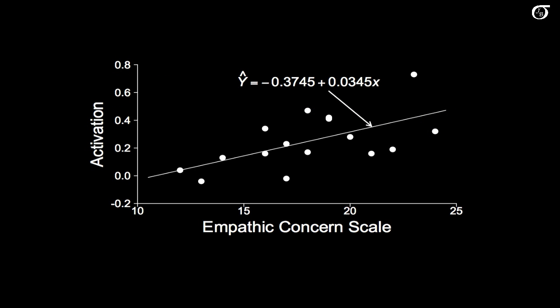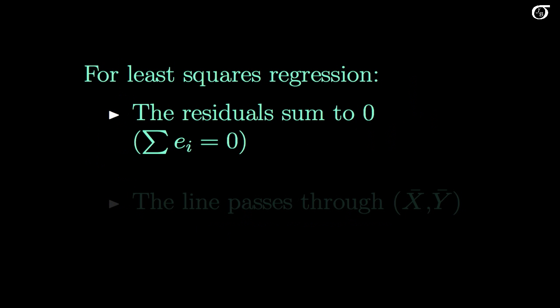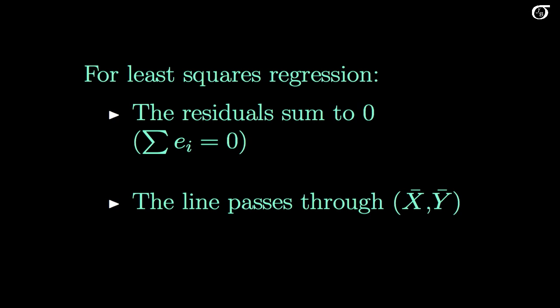There's our scatter plot with the least squares regression line superimposed. Now, this line has minimized the sum of the squared vertical distances between the points and the line. You cannot possibly have a line with a sum of squared vertical distances that is smaller. A couple of points to finish. For least squares regression, the residuals always sum to 0, and the line always passes through the point mean of x and mean of y.